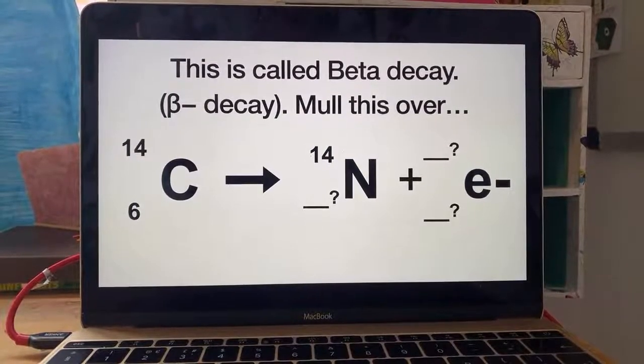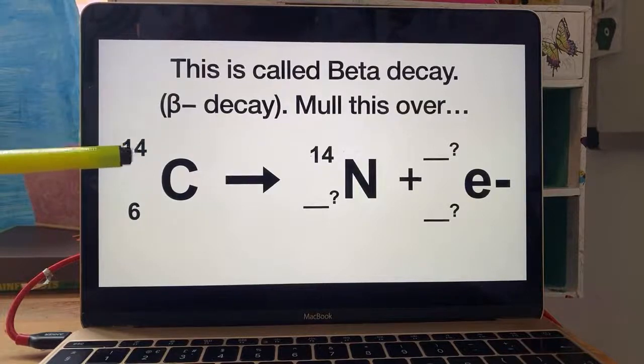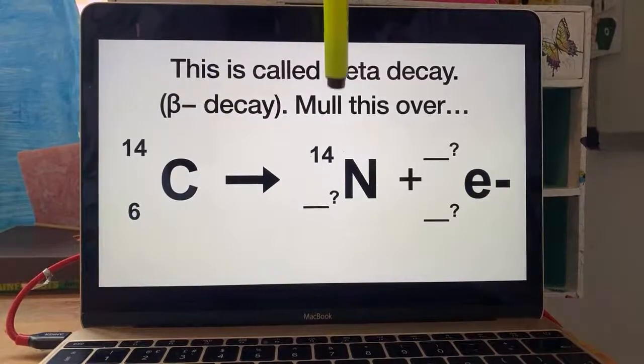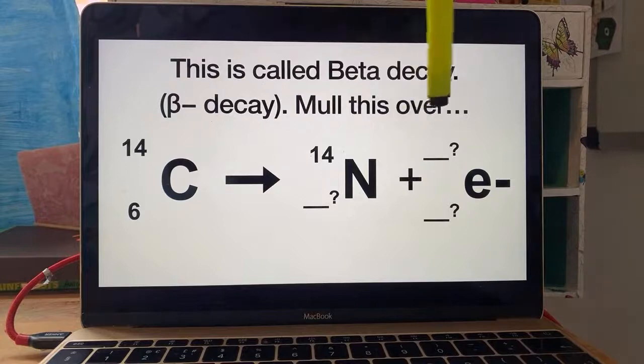So here I've got a little kind of mathsy bit for you of beta decay happening. Mull this over for me, please. Can you do this? Fill in the gaps here. We've got a carbon particle that's got 14 protons and neutrons altogether, and 6 protons, and it's decaying into nitrogen, which has got 14 protons and neutrons altogether, and an electron. So can you fill in the gaps? Like, what's the proton number of nitrogen? What's the proton number of an electron? What's the mass number of an electron?